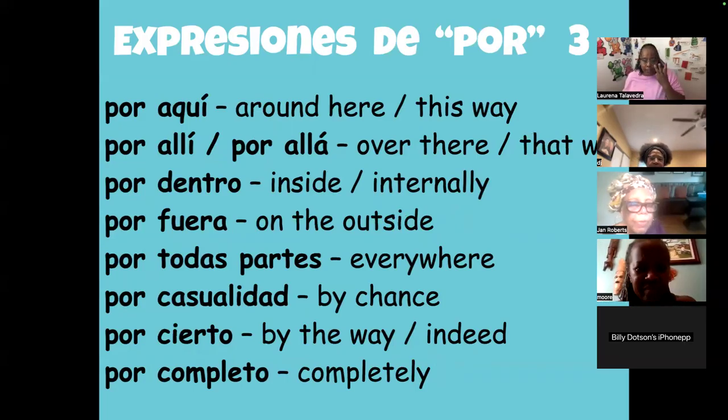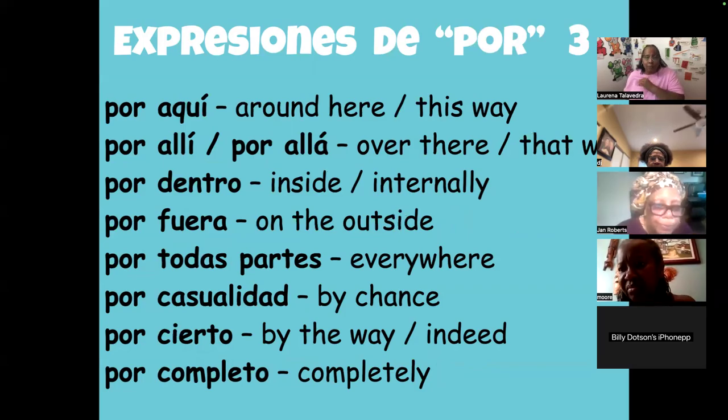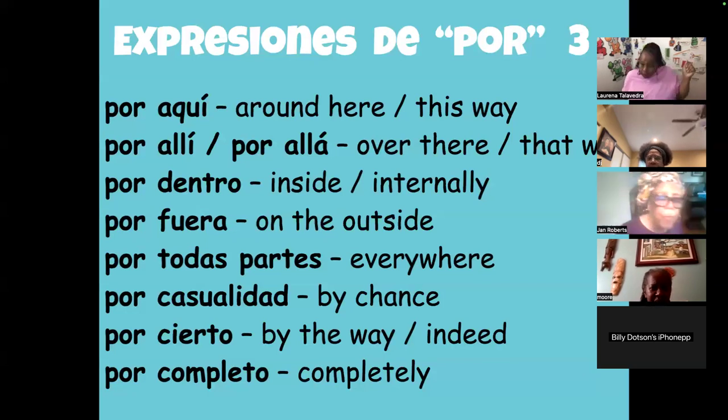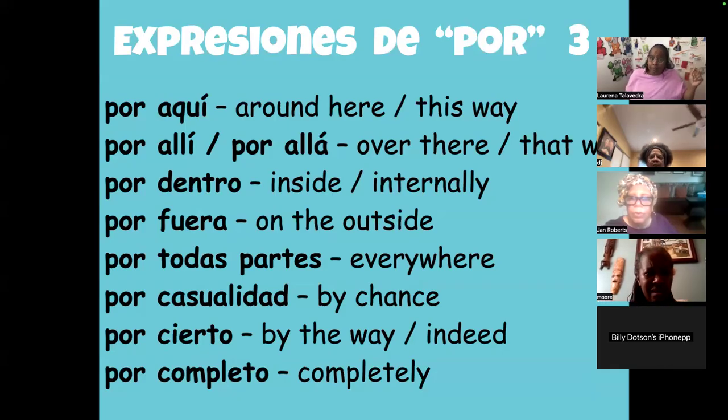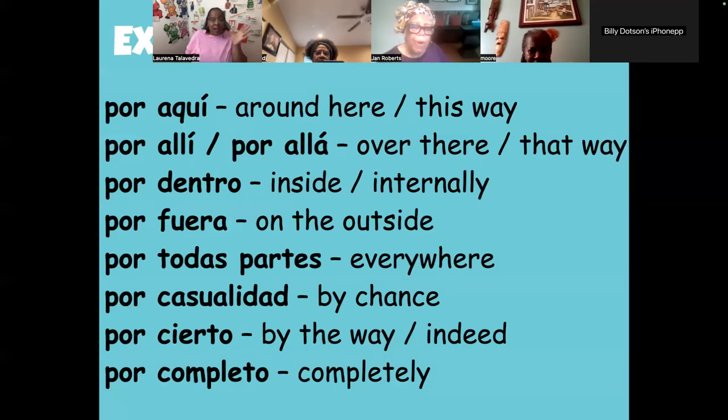Expresiones de por, parte 3. Por aquí, around here, or this way. Okay? Hablamos español por aquí. Did you hear me? Say it again. Hablamos español por aquí. So we speak Spanish around here. See? Sí. Por allí, por allá, over there. Okay? Or that way. Okay? Ellos hablan inglés por allá.